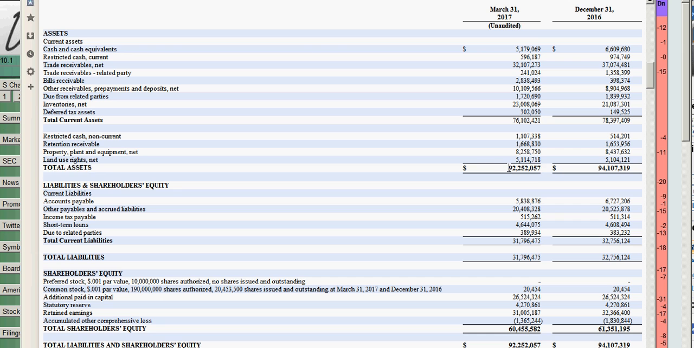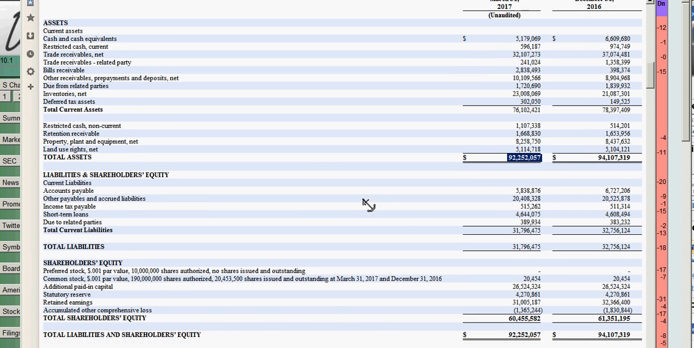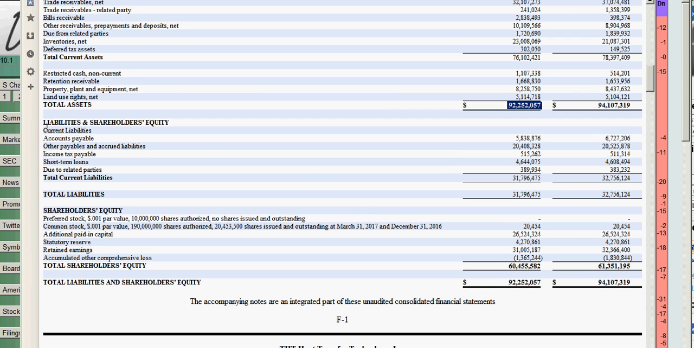Okay? Now, next you want to look at their liabilities. Okay, their liabilities are things that they owe. And the bottom line on this, they have some accounts payable, some other stuff, income tax, and so on. But the bottom line is their liabilities are 31 million, almost 32 million.